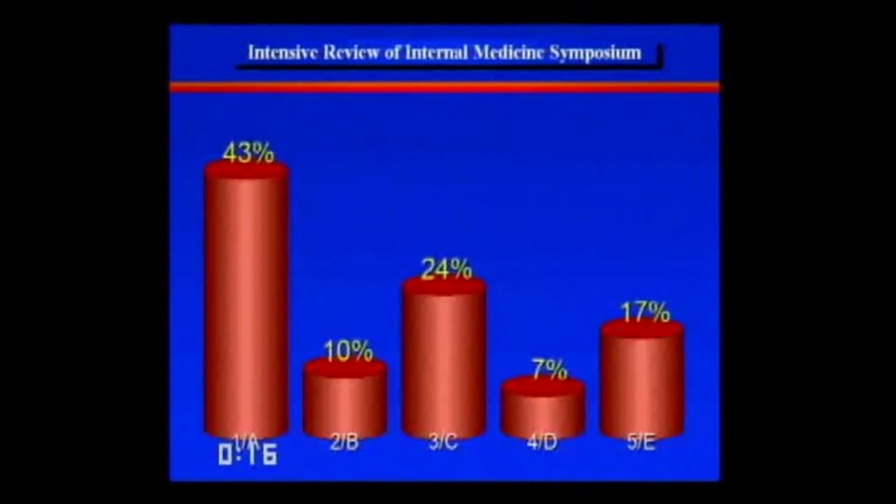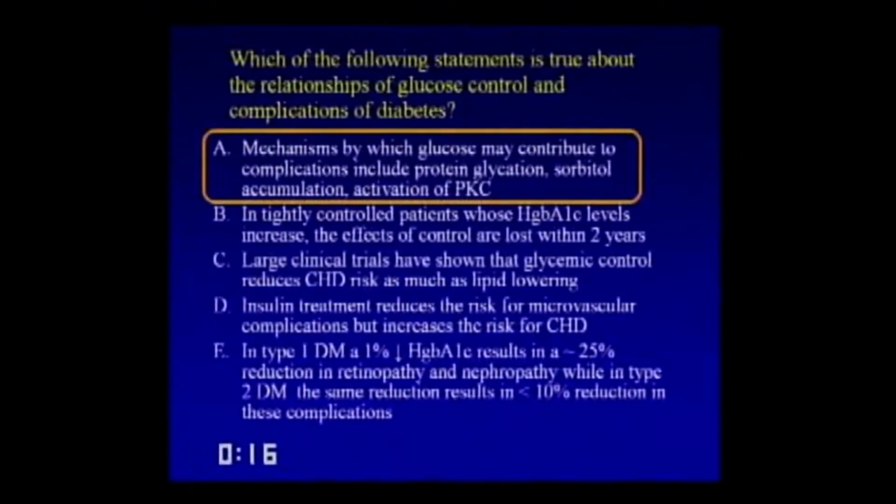Good. Most of you got it right. Let me just go through this. We do not know the exact mechanism by which glucose causes complications, and all of these have been invoked as potential mechanisms. There is a lot of interest now in PKC inhibition, for example, for retinopathy, although PKC may be activated by hyperglycemia. I will show you the data that demonstrates that B is wrong, that the effects of tight glycemic control are actually durable for 8 years, whereas theoretically we expected it to be lost in 2 years. It's not.